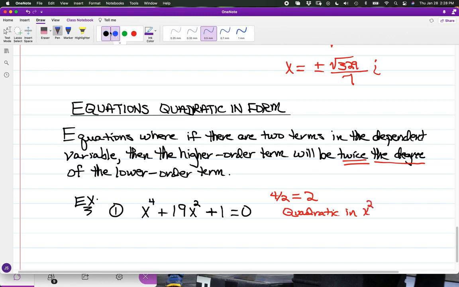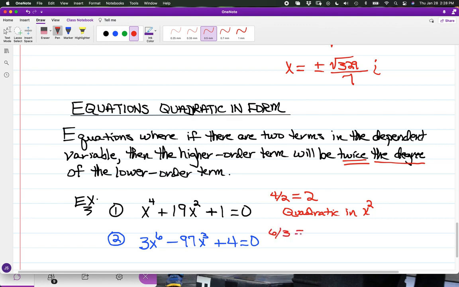And if we have, let's say, something like 3x to the sixth minus 97x cubed plus 4 is equal to 0. If you notice between the higher and the lower order terms in x, the higher order is at 6, the lower order is at 3. Again, the higher order in x is twice the degree of the lower. So you have a 2 to 1 ratio. And this equation is going to be said to be quadratic in x cubed.